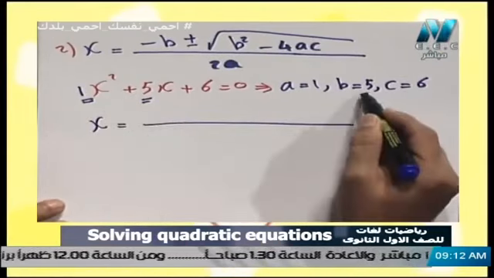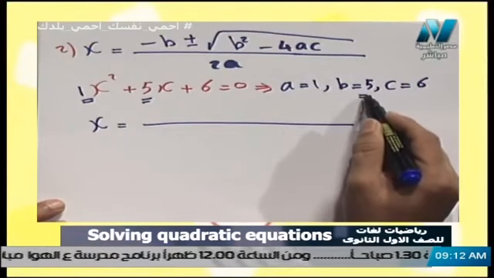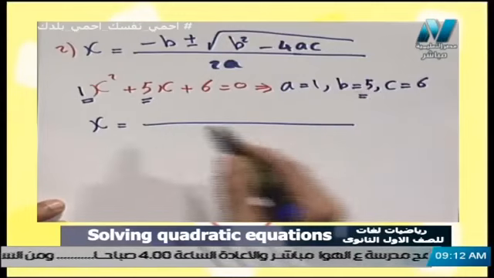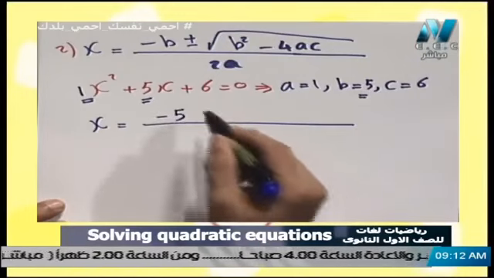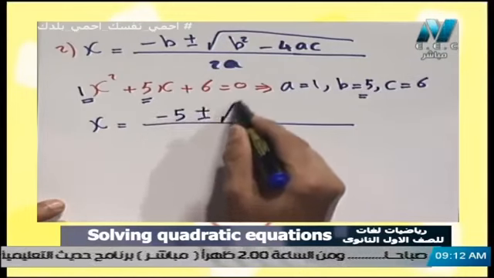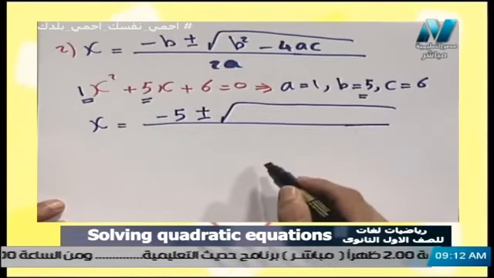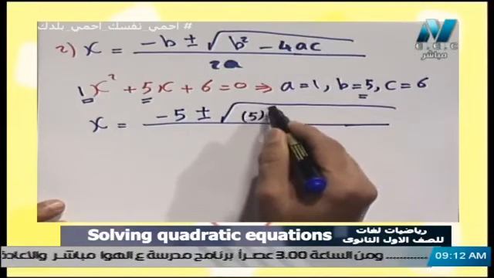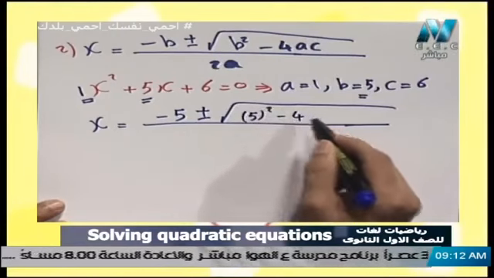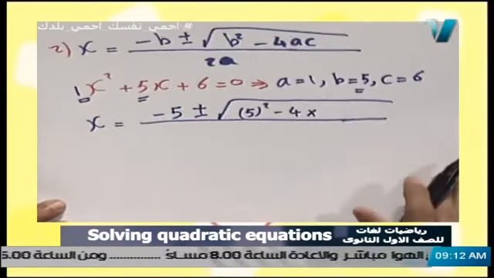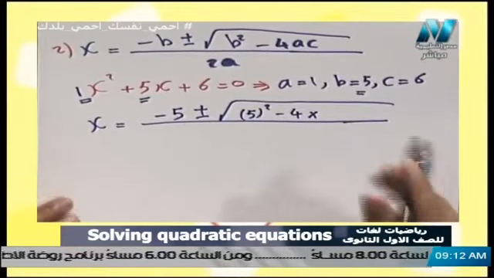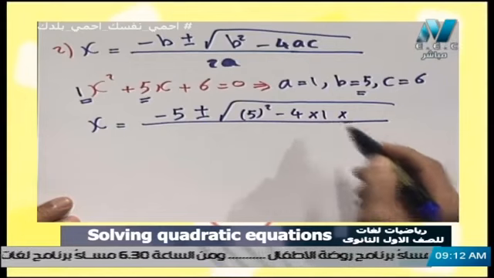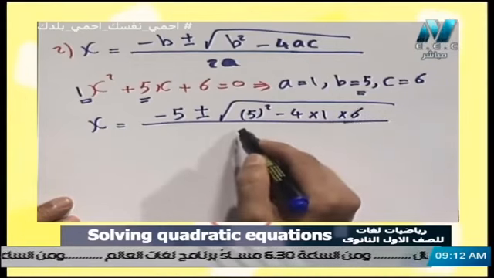Negative b means the converse of the sign of b. Here the sign is positive 5, so we put negative 5 plus or minus the square root of b power 2, which means 5 power 2, minus 4ac. A here is 1, multiplied by c, which is 6, over 2a.